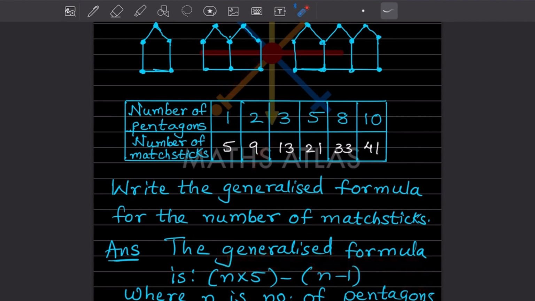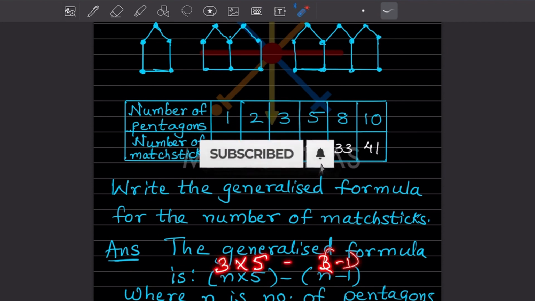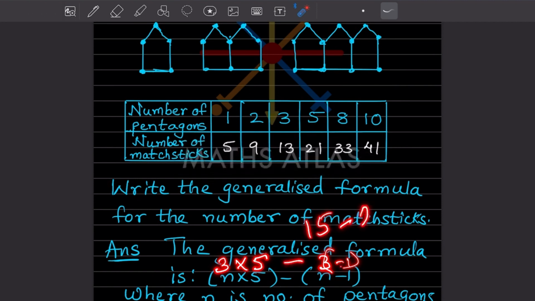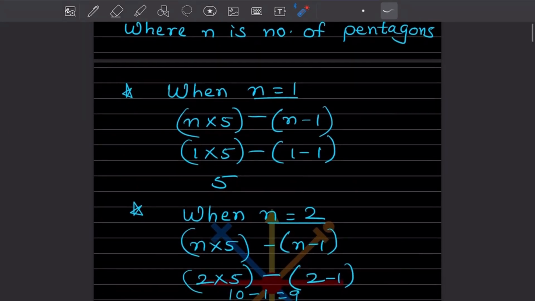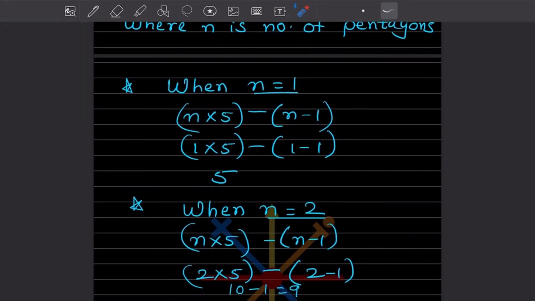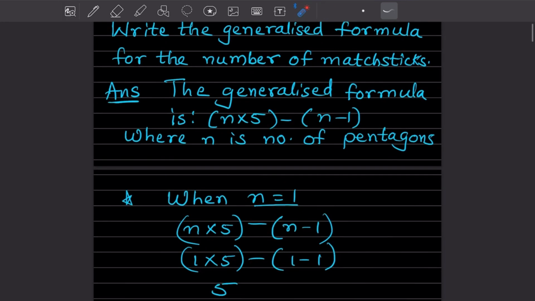Okay, so now let us see for 3. If we write 3 into 5, the number of pentagons is 3, and here we write 3 minus 1. So what does this say? 15 minus 2, that is 13. So that means this formula works. Now, what I have done in the workout over here: when n is 1, I just put it in this formula, because we have finalized this formula, right?